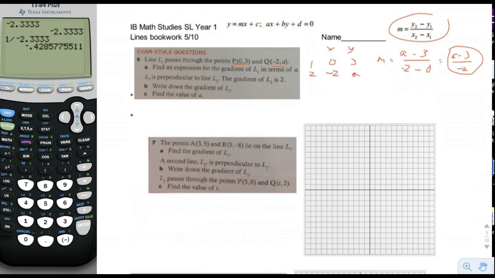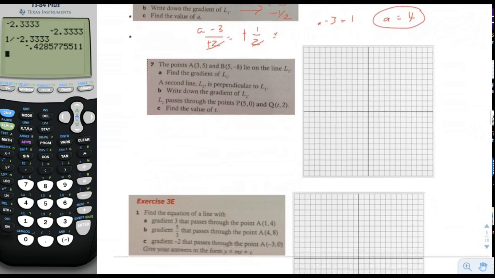L1 is perpendicular to L2. The gradient of L2 is 2. So that means that the gradient of L1 would be negative 1 over 2. It's a negative reciprocal. Now find the value of a. So now we know that (a minus 3) divided by negative 2 is also equal to negative 1/2. So we can cancel those out, and we get a minus 3 equals 1. So a is equal to 4. We add 3 to both sides, right?